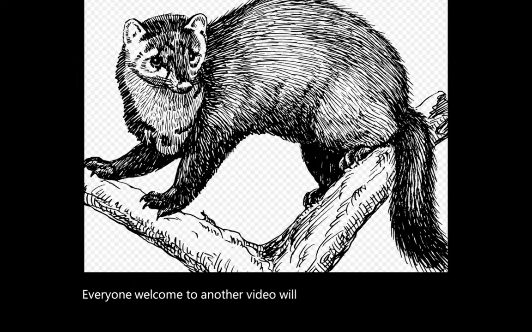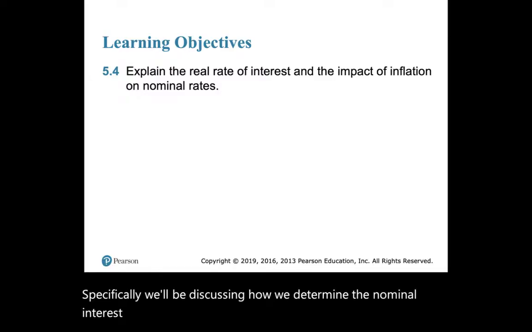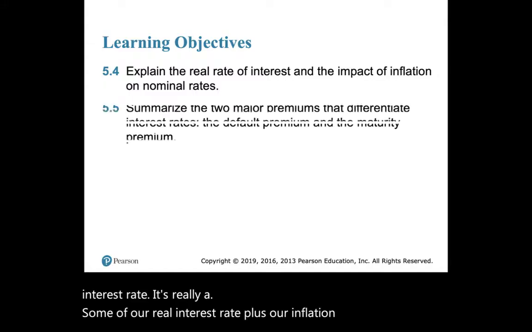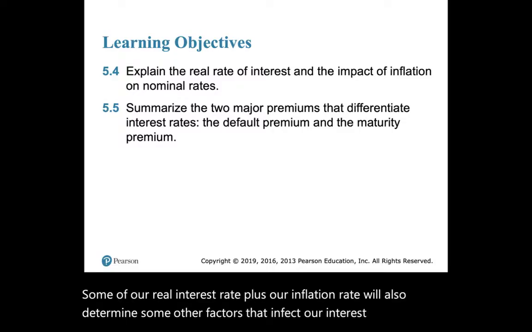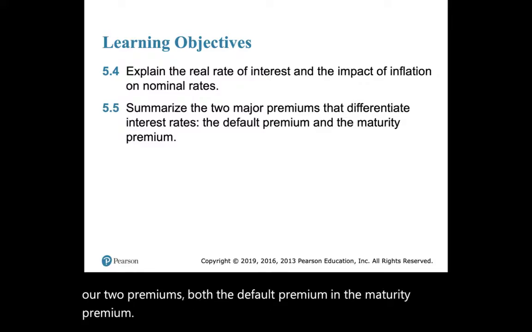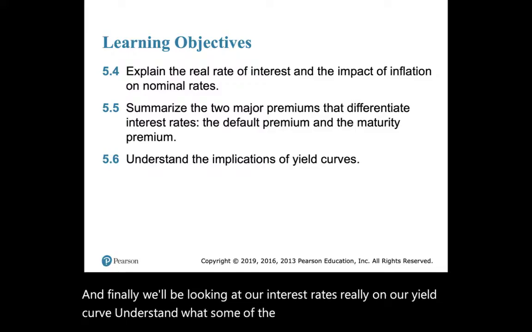We'll be continuing our discussion on interest rates. Specifically, we'll be discussing how we determine the nominal interest rate. It's really a sum of our real interest rate plus our inflation rate. We'll also determine some other factors that affect our interest rates, which are our two premiums, both the default premium and the maturity premium. And finally, we'll be looking at our interest rates on our yield curve, understanding some of the implications of certain curves.